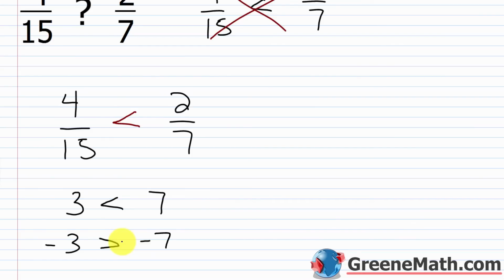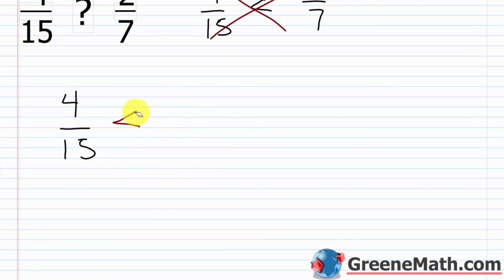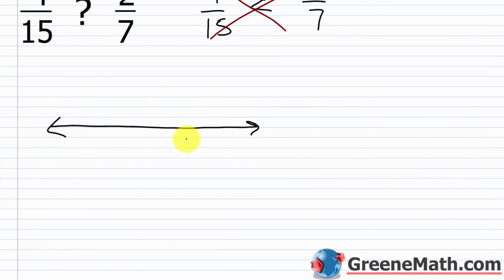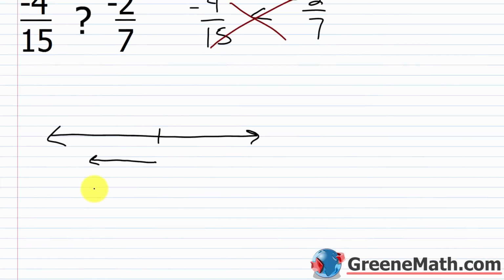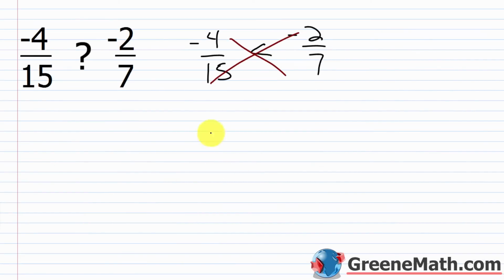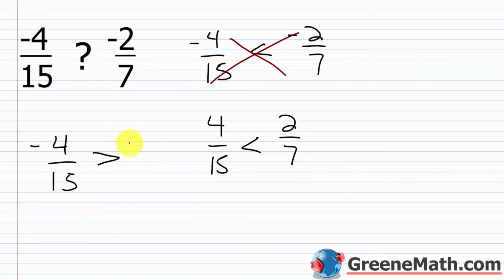Again, as we look at a number line, as we go to the left and these negatives get bigger and bigger, your values are actually becoming smaller. So for this example, since 4/15 is smaller than 2/7, when we make these numbers negative, -4/15 is going to be larger than -2/7 because this is going to be a smaller negative and therefore a larger number.